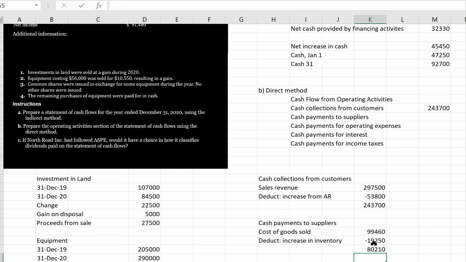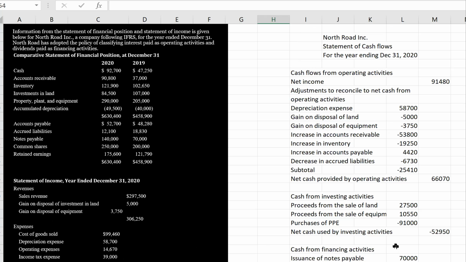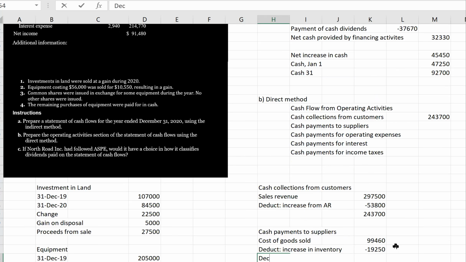Let's see here. What do we have? Cost of goods sold. And then you know what else we need to take into account here? We're going to assume that accounts payable relates to cash payments to suppliers, and it usually does. If you think about what goes through accounts payable, it's payments to vendors. So what happened with accounts payable? Well, it went from 42,000 to 52,700. So we're going to deduct an increase in AP.